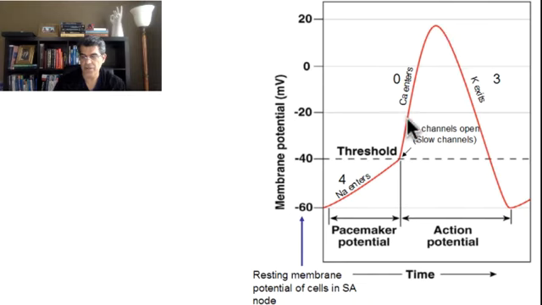This is called stage 0. This is called stage 3. Because stage 1 and 2 that you saw in the cardiac muscle are missing. So there is no stage 1 and there is no stage 2. Therefore, we call this one stage 0 and we call this one stage 3.